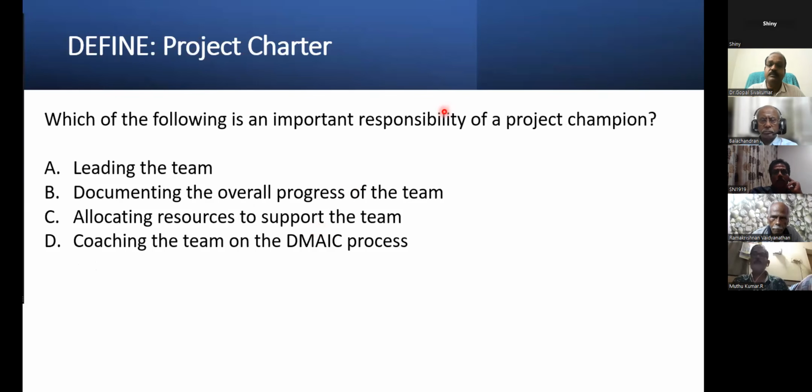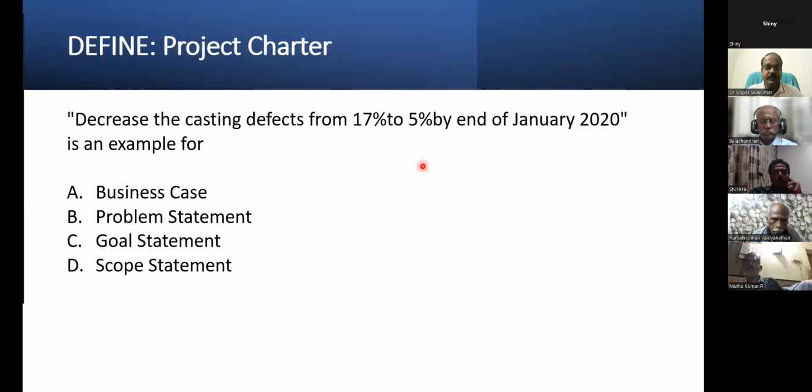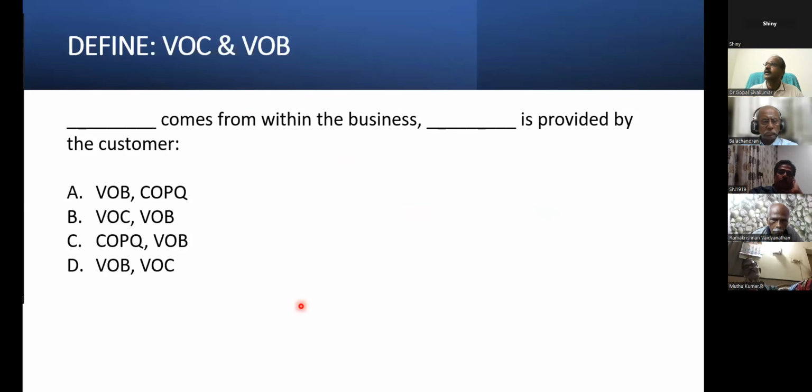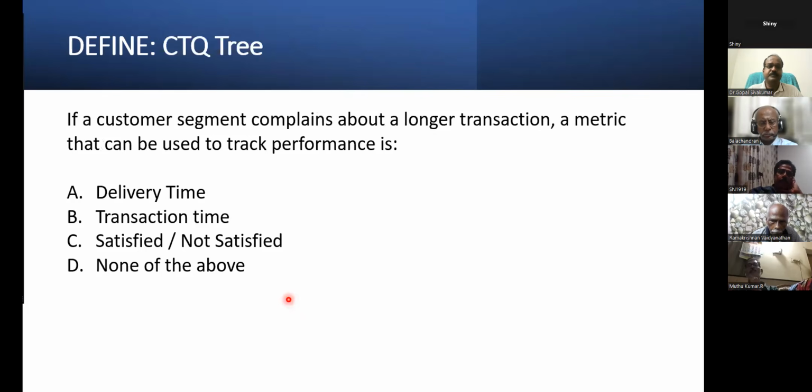Which answer is the previous question's answer? The answer is goal statement. Correct. Which of the following is an important responsibility of a champion? We have already discussed: allocating resources to support the team and removing the roadblocks time to time. Whatever the hurdle is, the champion will come and help. Dash comes from within the business, dash is provided by the customer. VOB, Voice of Business, and VOC, Voice of Customer. So the option is D, VOB and VOC.